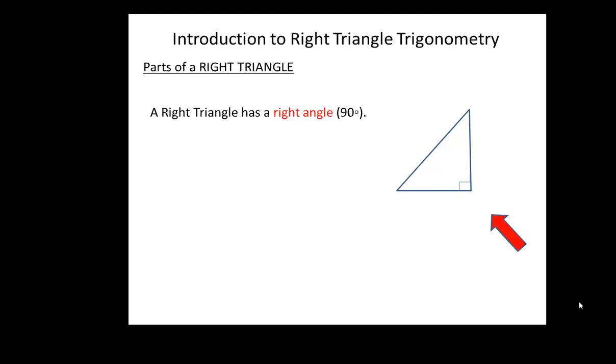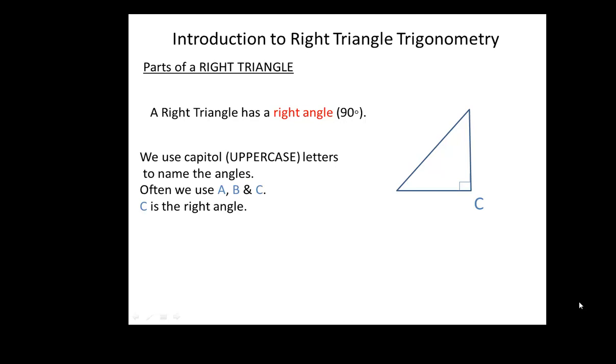This is an introduction to right triangle trigonometry. We want to talk about the parts of a right triangle. A right triangle has a right angle, that's the 90-degree angle. And we use uppercase letters when we name the angles. Many times we'll use A, B, and C, and in that case angle C will be the right angle.